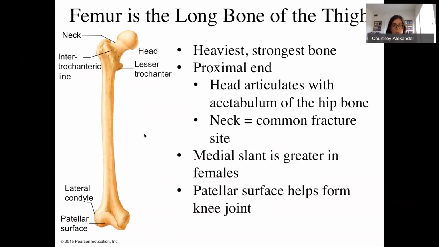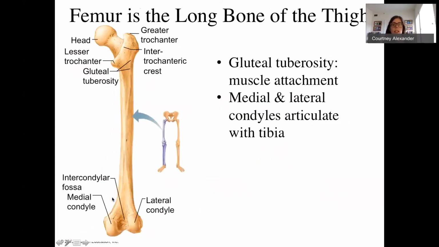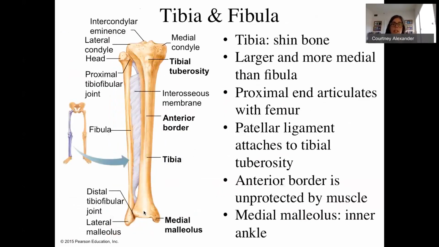At the bottom, we have our patellar surface. This helps form our knee joint. Patella, a sesamoid bone, will rest here on our patellar surface. On the back side, on the posterior side here, we can see the gluteal tuberosity, the rough spot where the gluteus maximus attaches. And then at the distal end, we have medial and lateral condyles to articulate with the tibia of the lower leg.